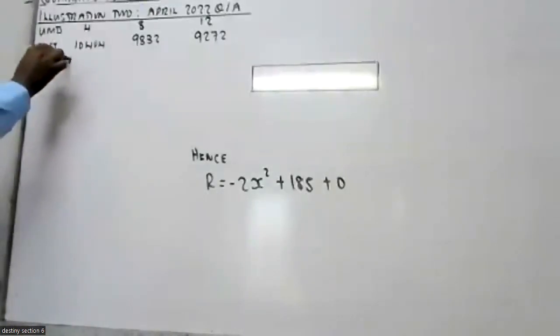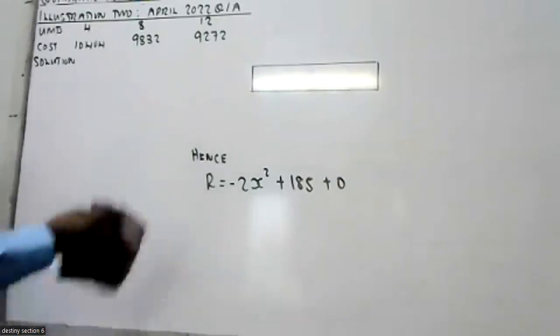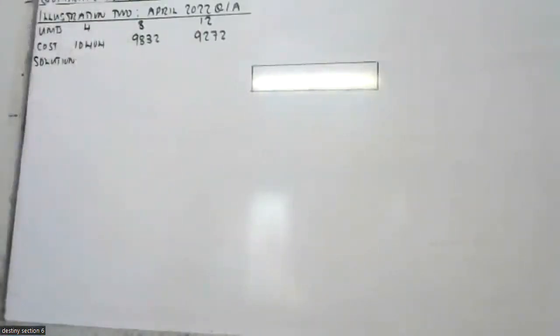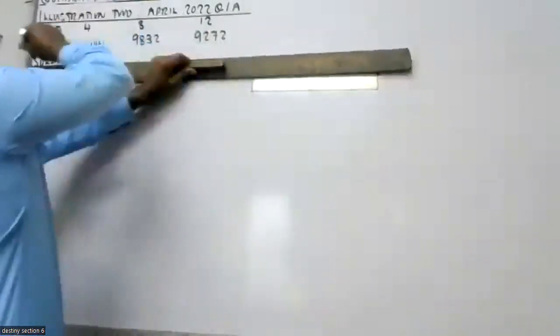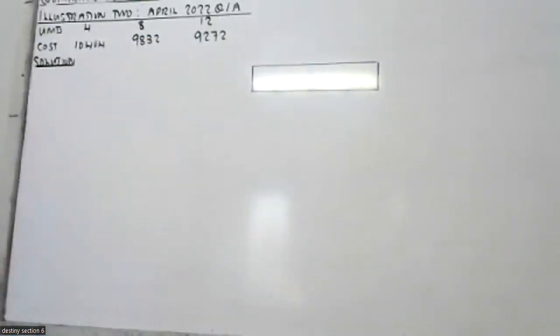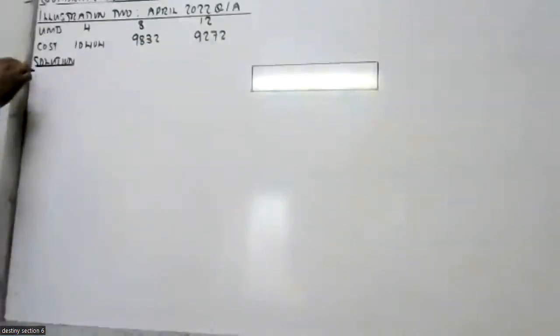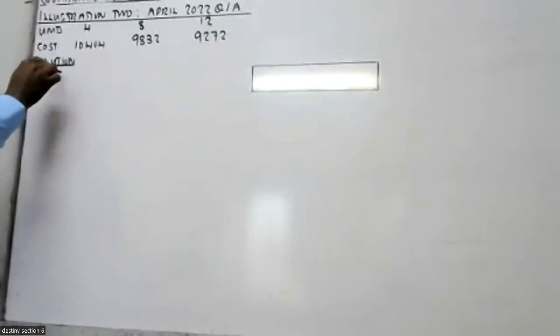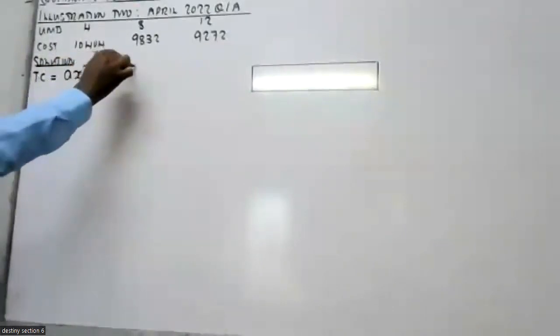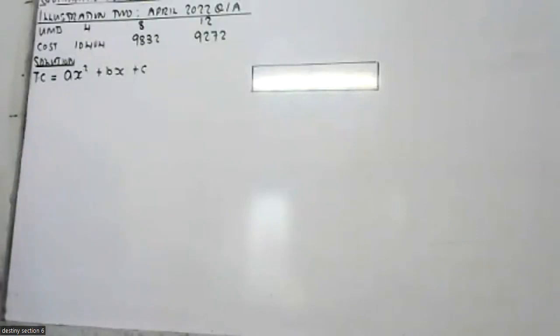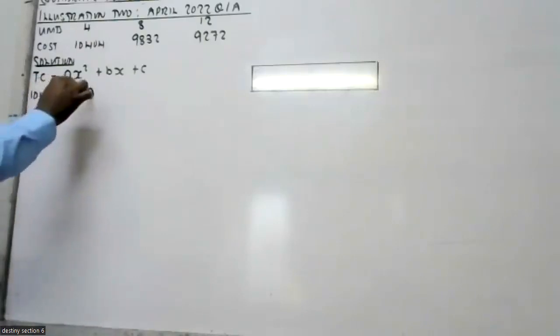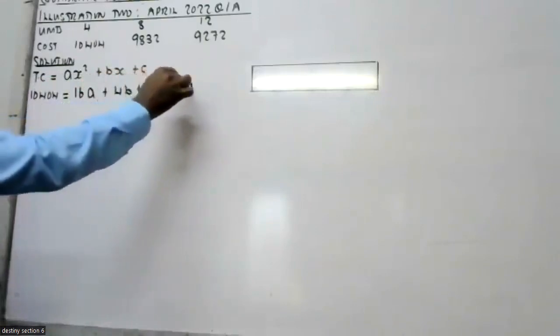So solution. Once again, we will say our total cost is ax squared plus bx plus c. So you take the first one here, 10,404 equals, 4 squared is what? 16. So 16a plus 4b plus c, and that one you call equation number 1.